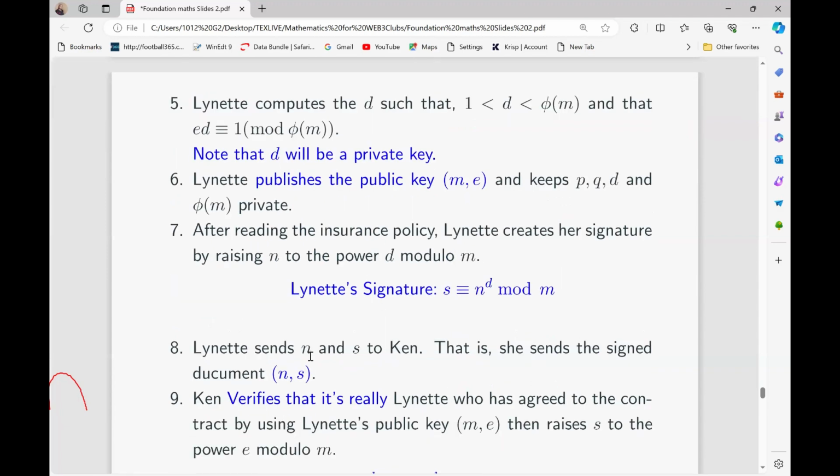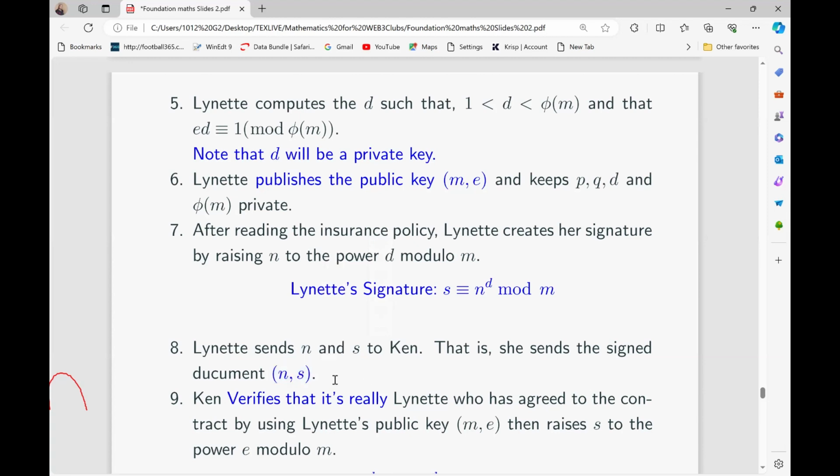Lynette sends to Ken, the broker, N and S. N had come from the broker. S is the signature. So what you are saying is, Lynette is sending a signed document to Ken. He's sending N and S. N had come from Ken. S is the signature that she has appended. So she's sending a signed document. So this is what she sends to Ken.